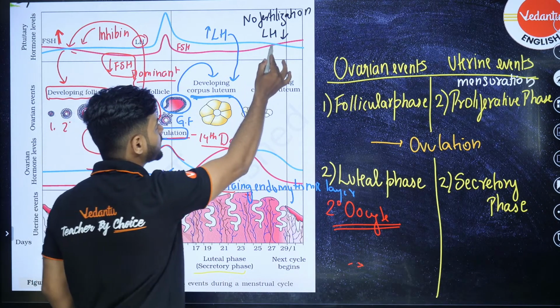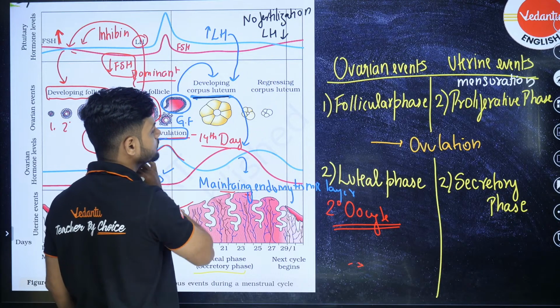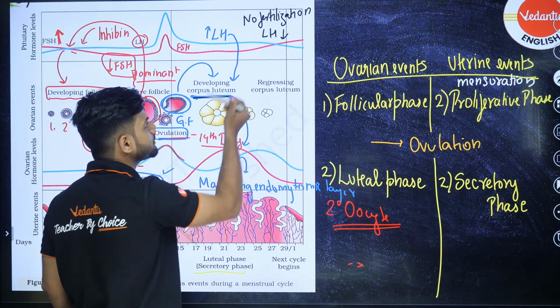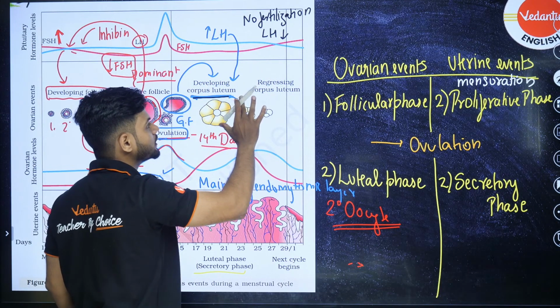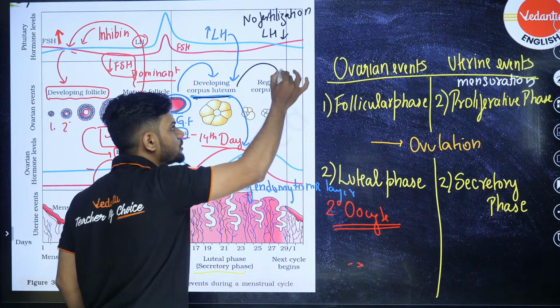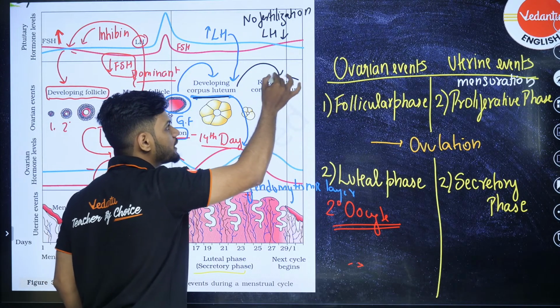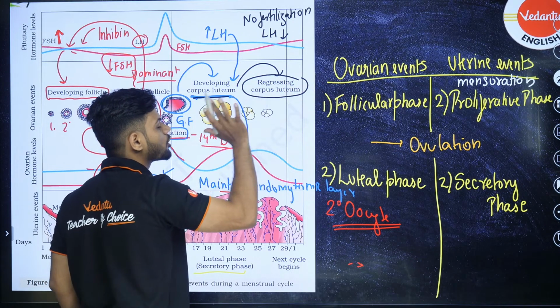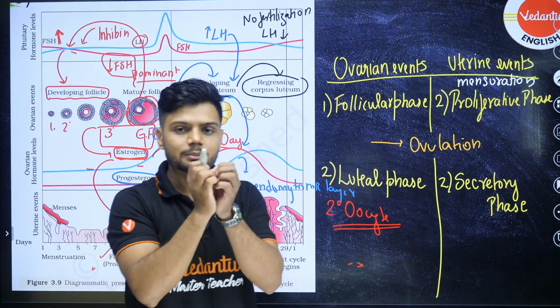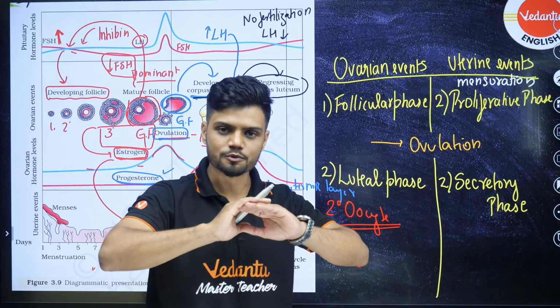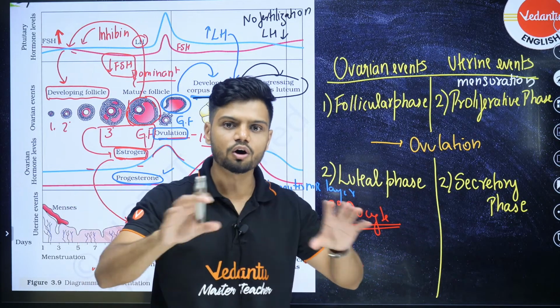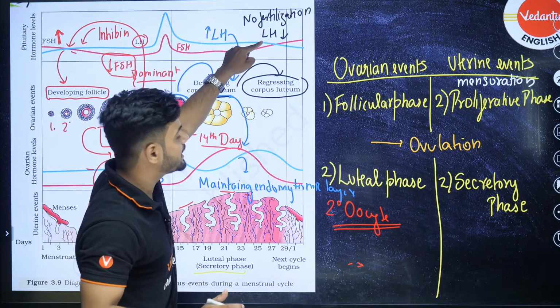If the LH is dropping, students, who will maintain the corpus luteum now? If the LH is dropping, corpus luteum cannot be maintained. The corpus luteum gets converted to corpus albicans, or we can call it regression of corpus luteum. That is, the corpus luteum completely degenerates. Gone. Why? Because there is a decrease in LH here.